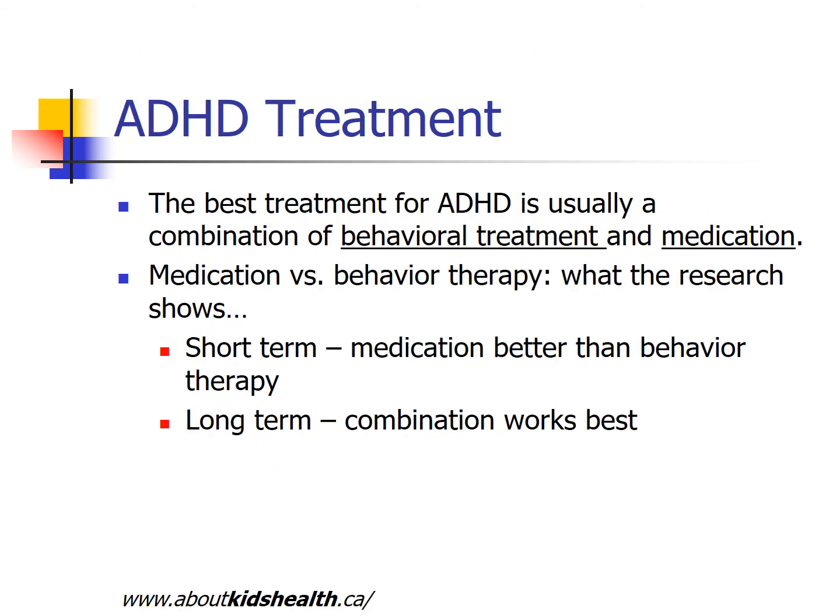So the best treatment for ADHD is usually a combination of behavioral treatment or behavioral therapy and medication. So what the research shows is that for short-term results, medication is better than behavioral therapy, but long-term, the combination works best. And one of the questions is, do you outgrow ADHD? No, you don't outgrow it, but you typically learn how to manage it and you have the support and treatment in place to be able to excel.